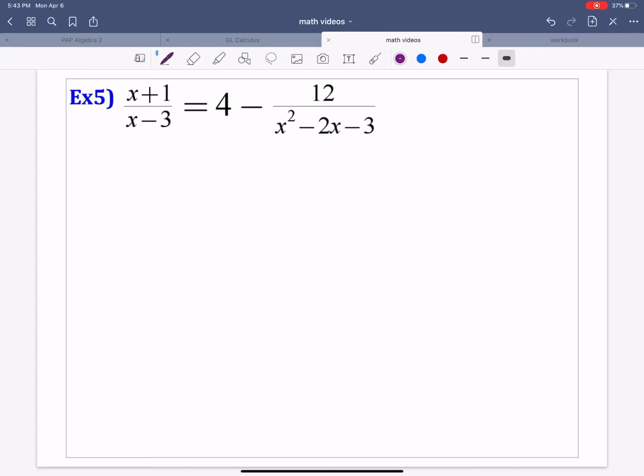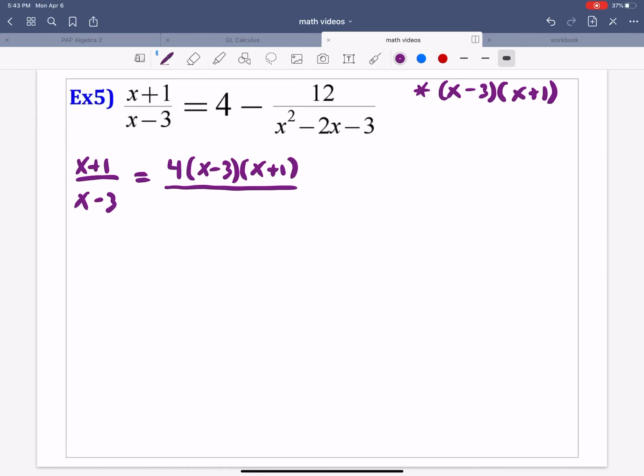The left side of the equal sign is good. It's already one fraction on the left, so we need to get the right-hand side to be one fraction. First of all, let's see if we can factor x squared minus 2x minus 3. That factors to x minus 3 times x plus 1. I'm going to use that as my denominator. So I have to multiply 4 by x minus 3 times x plus 1 on the top and also on the bottom. And I already have the x minus 3 times x plus 1 in the denominator of the second fraction.